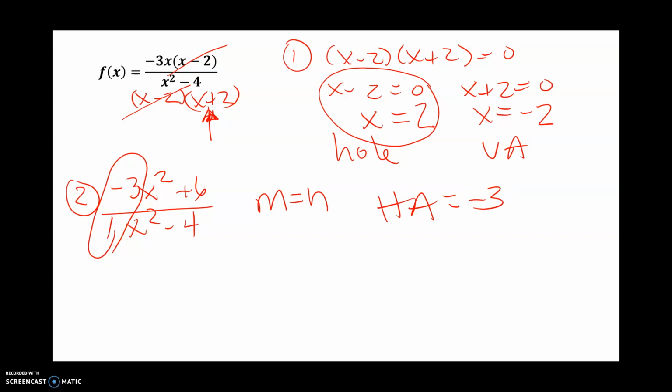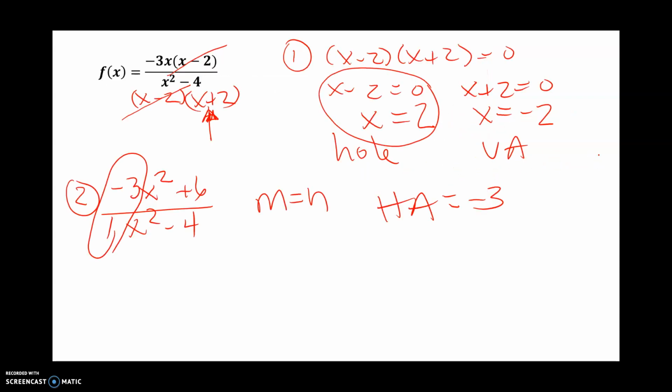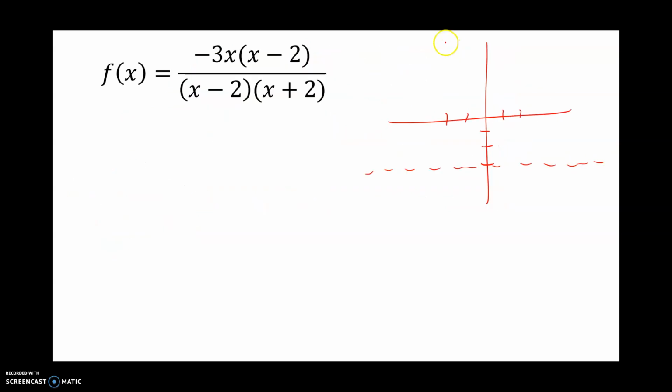All right, so I'm going to move to the next page, and we're going to graph what we know so far. We're going to put them on a graph. So we have a hole at 2, a vertical asymptote at -2, and a horizontal asymptote at -3. So we have a horizontal asymptote here. We also have, I'm going to back up, a vertical asymptote at -2. And at 2, I'm just going to say we have some kind of hole. We don't know what the graph looks like, do we?